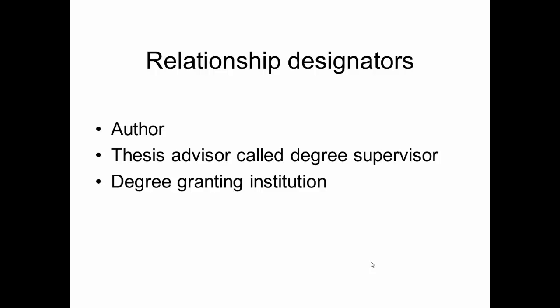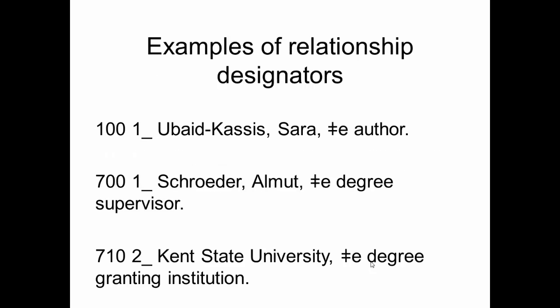RDA emphasizes relationships, and catalogers are encouraged to specify the roles of creators and contributors to works. Thus, relationship designators are provided for authors, illustrators, etc. The three most common relationship designators used in ETD bibliographic records are author, degree supervisor, and degree granting institution. Here are examples of how the relationship designators are used in ETD bibliographic records.